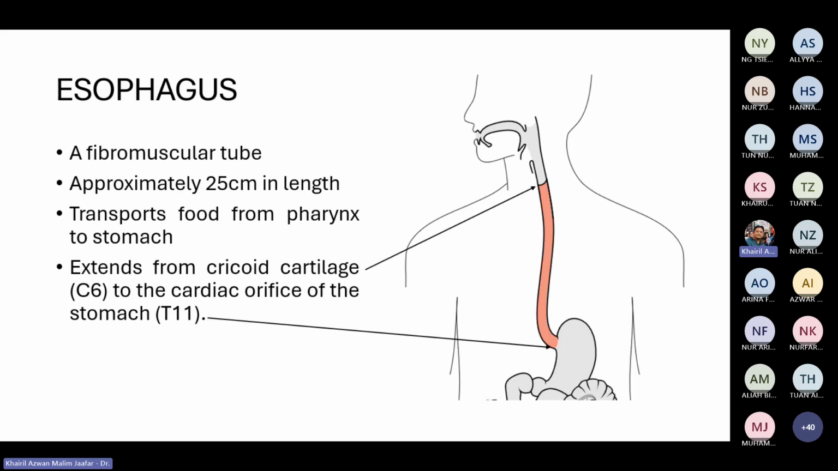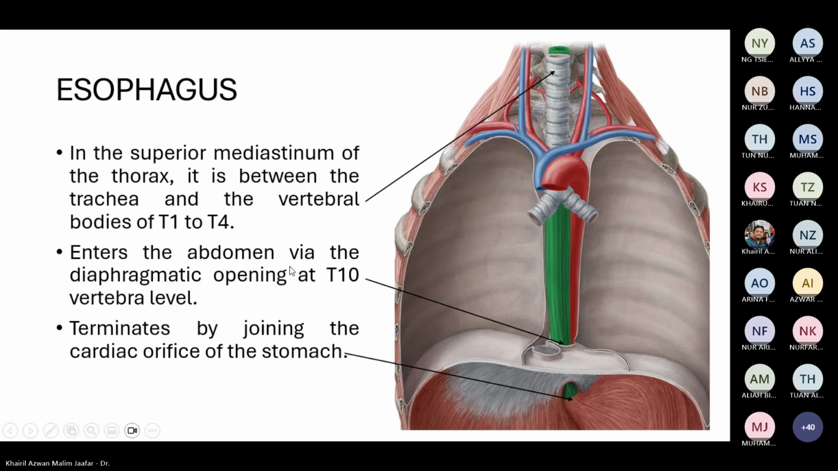So some information regarding the esophagus, a tube. This one is important. When the esophagus enters the abdomen, it pierces the diaphragm at the level of thoracic vertebra number 10, and terminates by joining the cardiac orifice of the stomach.